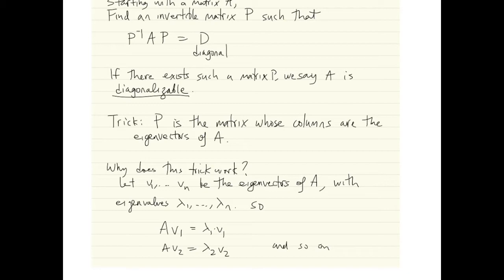Let V1 up through Vn be the eigenvectors of A with these particular eigenvalues lambda 1 to lambda n respectively. So what that means is that A times V1 is equal to lambda 1 times V1. That's what it means for V1 to be an eigenvector with eigenvalue lambda 1. Similarly, A times V2 is lambda 2 times V2, and so on.